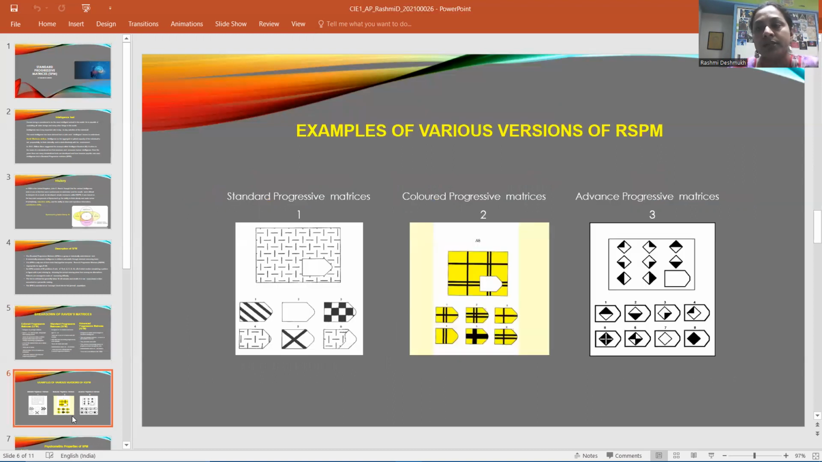Now we will move on to the slide where we can see various versions of RSPM. The first one here is standard progressive matrices. As we can see here, the problem is shown in black and white. The second one is colored progressive matrices. The problem is shown in color here. And the third one is advanced progressive matrices. Here again, it is black and white in nature, and the difficulty level is the highest of all three.